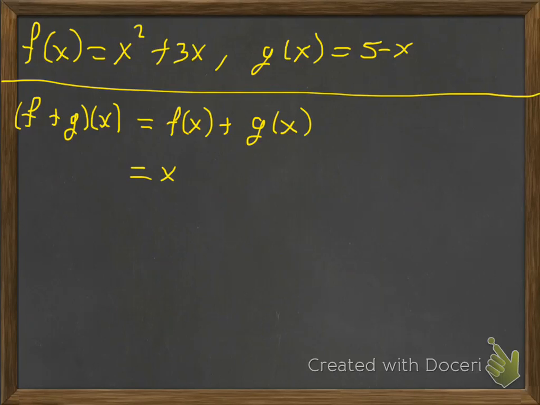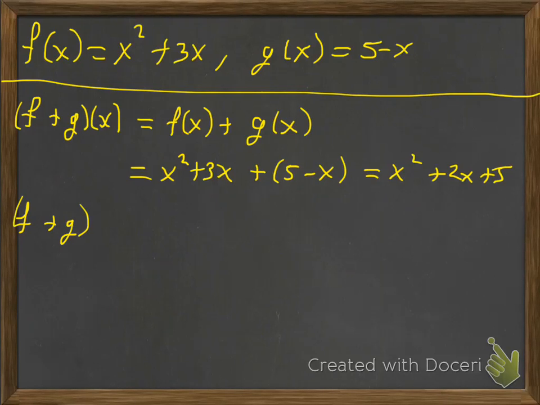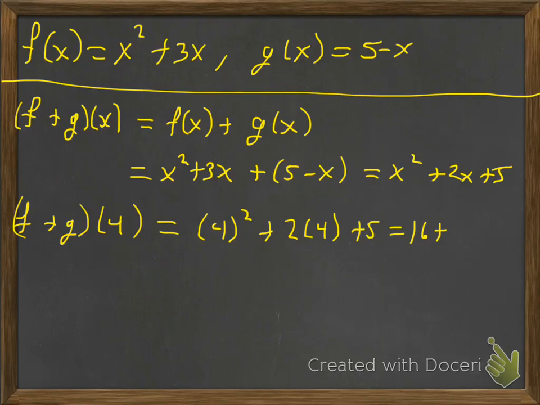F of x is x squared plus 3x. I'm going to put parentheses around just to be careful, plus 5 minus x. I'm going to combine like terms, so we have x squared plus 2x plus 5. Now if I want to find f plus g of 4, we already have the formula for f plus g of x. That's x squared plus 2x plus 5, so we're just going to plug 4 right in. So it's going to be 4 squared plus 2 times 4 plus 5, which will equal 16 plus 8 plus 5, which I think is probably about 29.